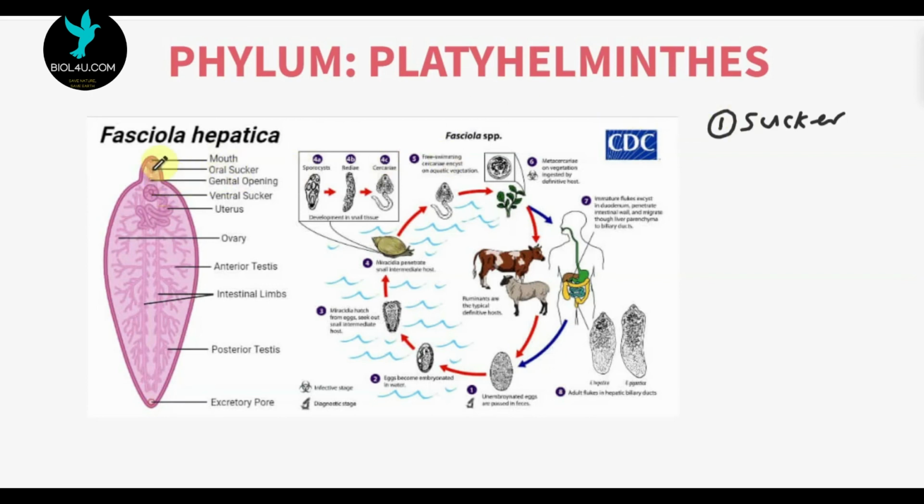In the case of the Fasciola, there are two suckers, the oral sucker and the ventral sucker. In the case of the Taenia, we already saw that the Taenia has the head region that is known as the scolex, and this scolex also has suckers. There are three suckers. This is one sucker, and one more here, and one present on that side. So there are three suckers. This sucker helps to attach the animal on the wall of the intestine.